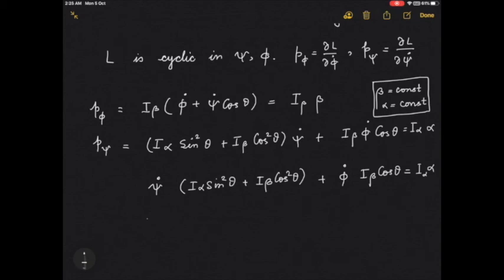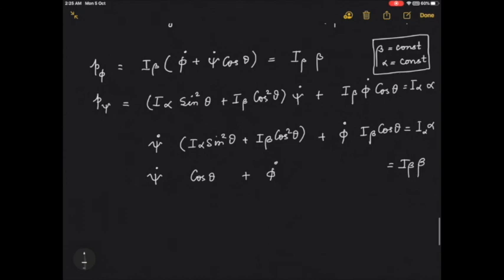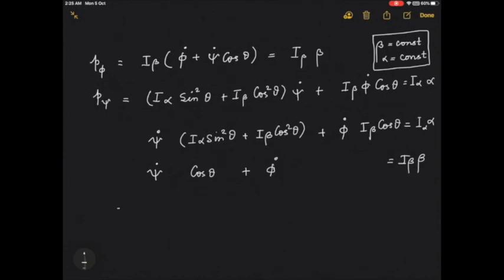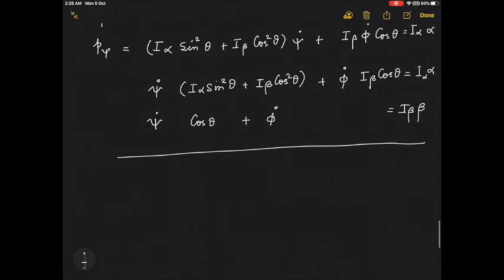The other equation is again psi dot beta, I beta can be cancelled from both sides. So this is psi dot cos theta plus phi dot equals I beta beta. So two equations in phi dot and psi dot, I can solve for phi dot and psi dot. It is straightforward, so I'm not doing it here. I have written down the solutions.